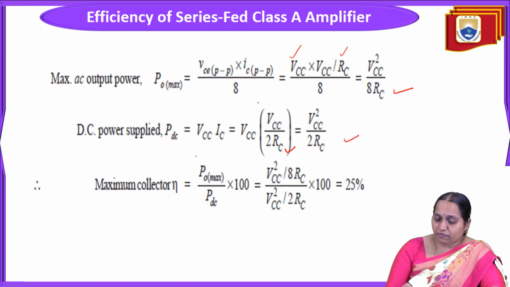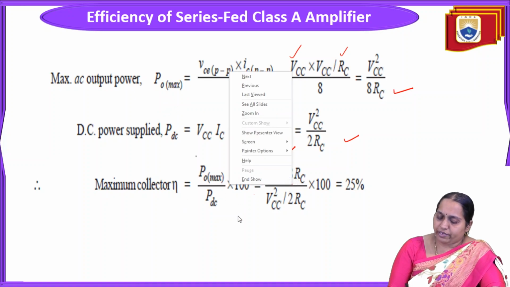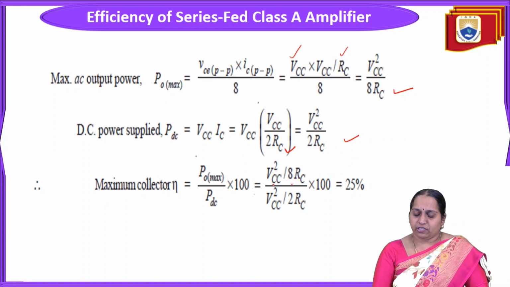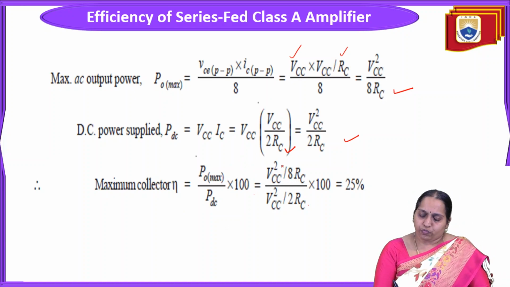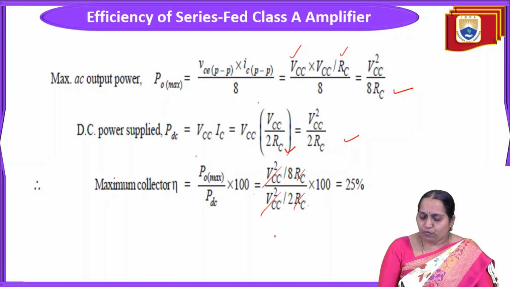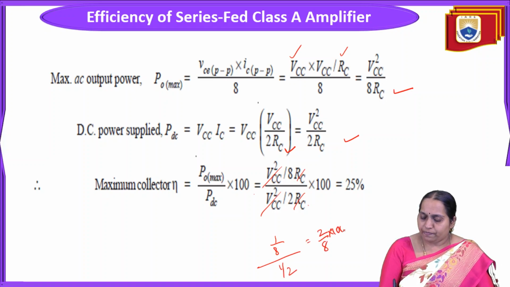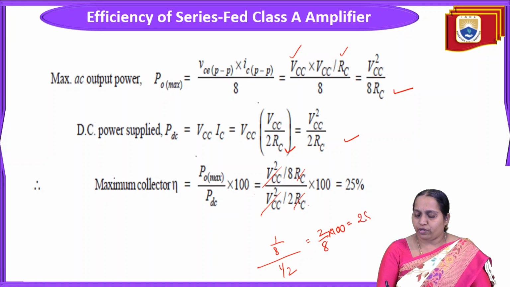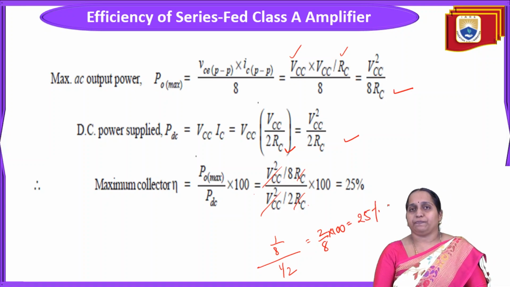Now, maximum collector efficiency is given by P0 maximum by PDC into 100. So P0 maximum, that is AC output power, is given by VCC square by 8 RC divided by PDC, which is VCC square by 2 RC. So VCC square, RC getting cancelled. You have 1 by 8 divided by 1 by 2. So you'll get simply 2 by 8 into 100, that is nothing but 1 by 4 into 100. So you'll have 25%.